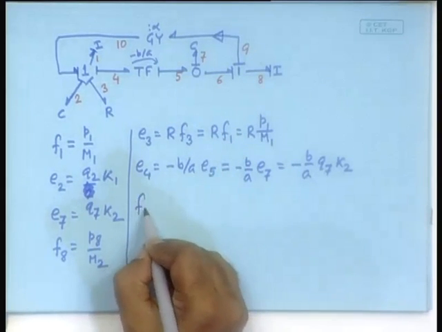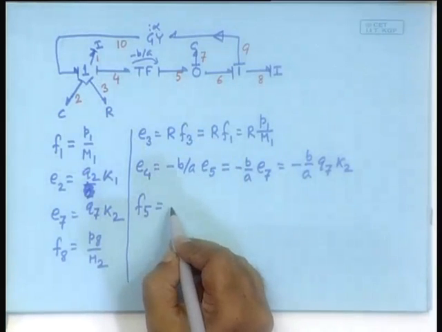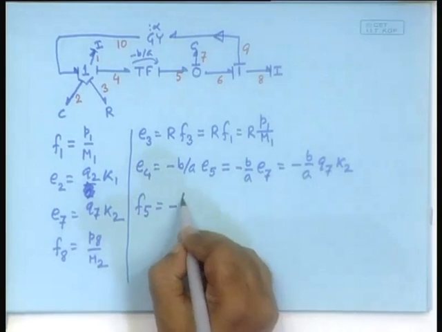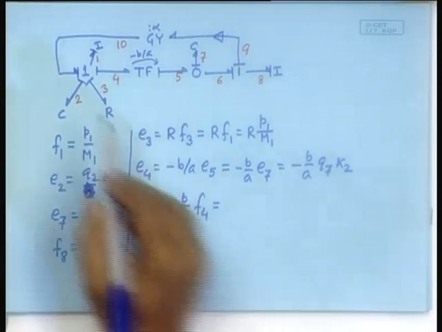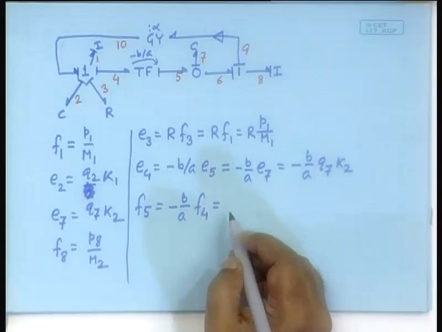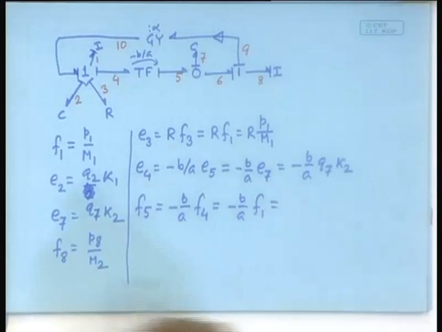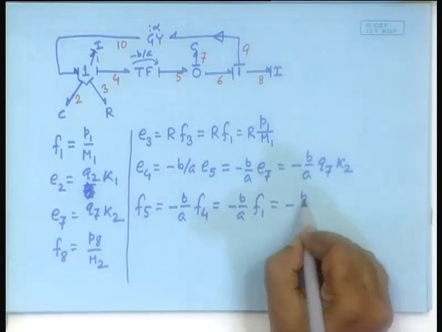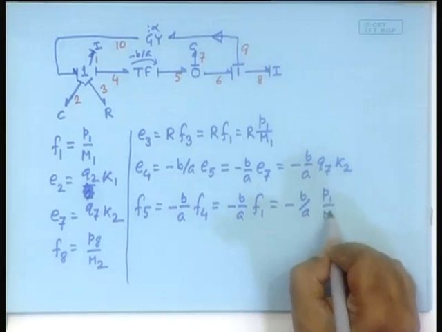Then it gives in this bond, what does it give? F5, that will be related to F4. So, it is minus B by A F4. Now, what does F4 come from? F1, fine. So, minus B by A F1 is equal to minus B by A P1 by M1.